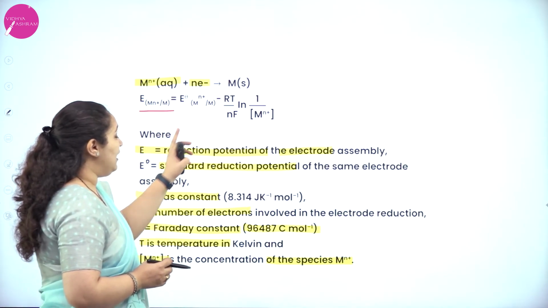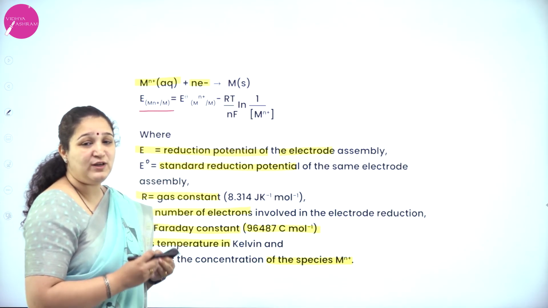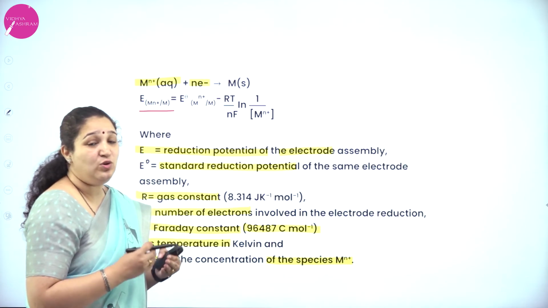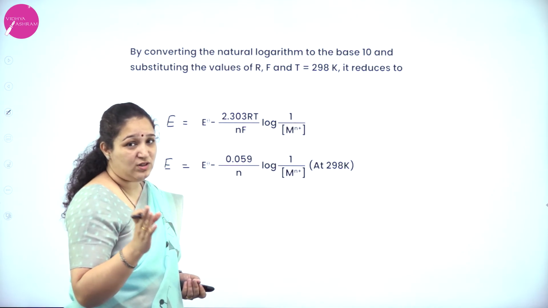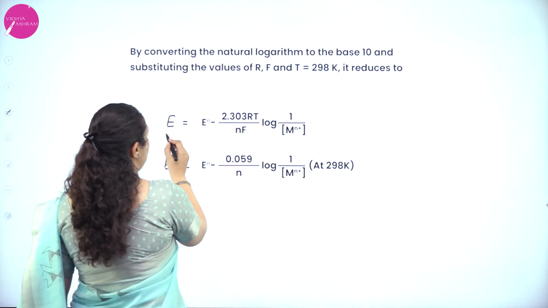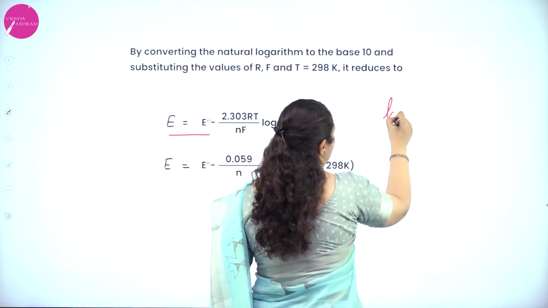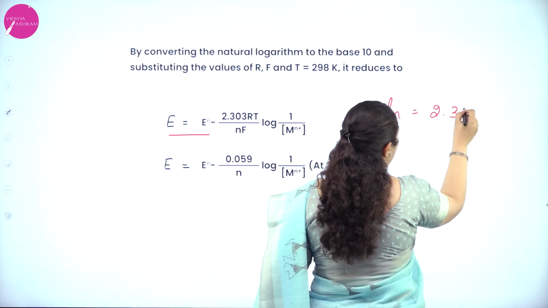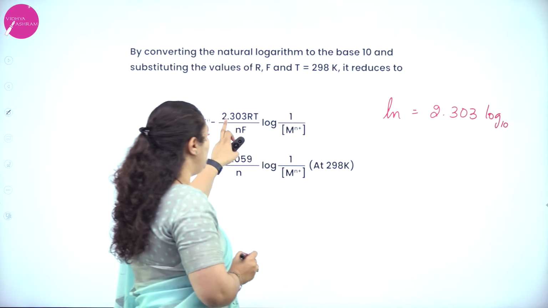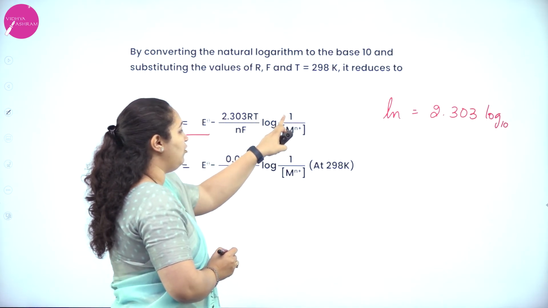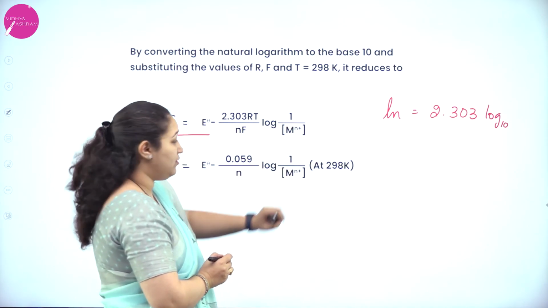Now, further, if I remove this ln, that is natural logarithm, and convert it into log base 10, I'll get the formula as: E is equal to E naught minus 2.303 RT by NF log of 1 by M plus N. You multiply natural logarithm by 2.303 and you get log base 10. That's the molar concentration of the ions.